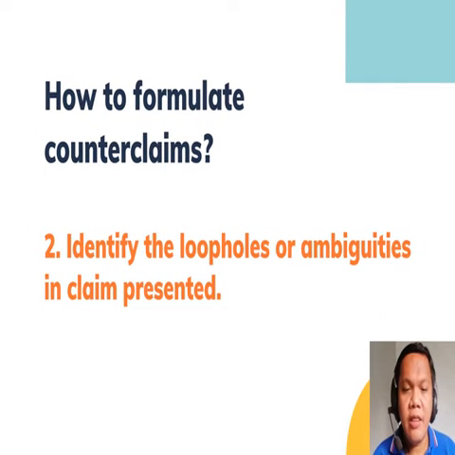Let us proceed to number 2. Identify the loopholes or ambiguities in the claim presented. As a writer of a counterclaim, you have read the claim, and you have understood the claim and the evidence. Now, what you have to do is find out the loopholes or ambiguities in the claim. Because you have to know how you will attack the claim in order to write your counterclaim. You have to know what the problems in the claim are, what the weaknesses of the claim are.